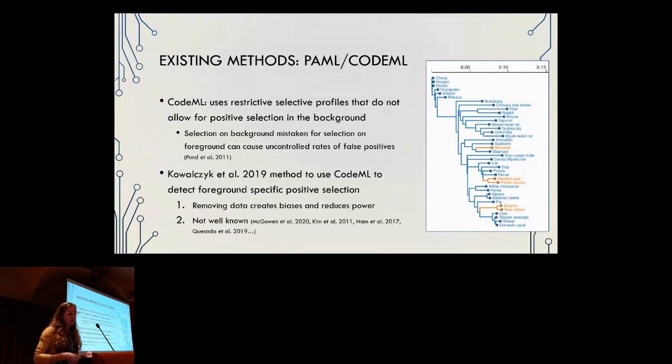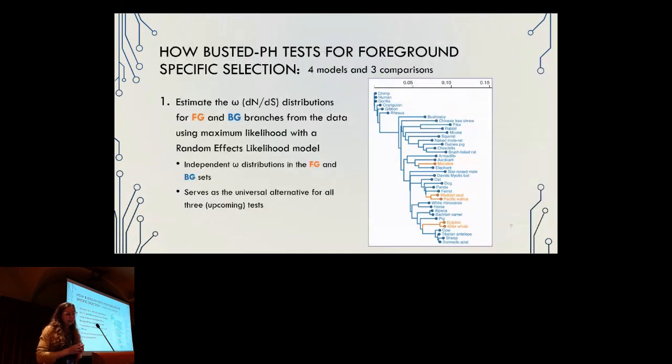I have here 4 papers that have done this, but there are hundreds more on Google Scholar that are doing this process. So to attack this issue, we developed BUSTED-PH, which stands for the Branch-Site Unrestricted Statistical Test for Episodic Diversification with Phenotype, and it tests for foreground-specific positive selection. BUSTED-PH works in a series of 4 models and makes 3 comparisons between those 4 models.